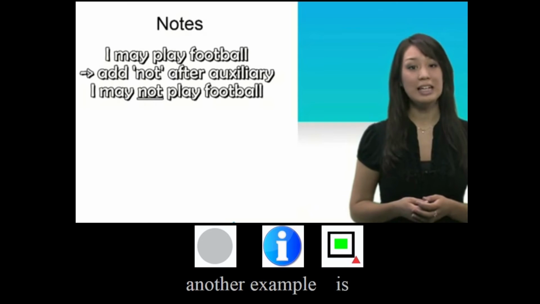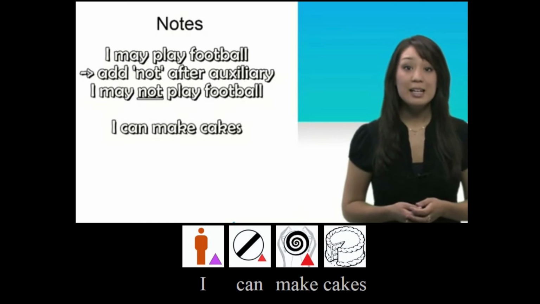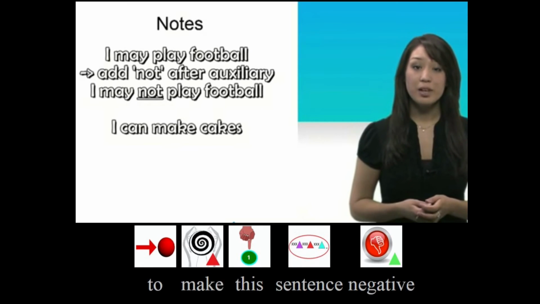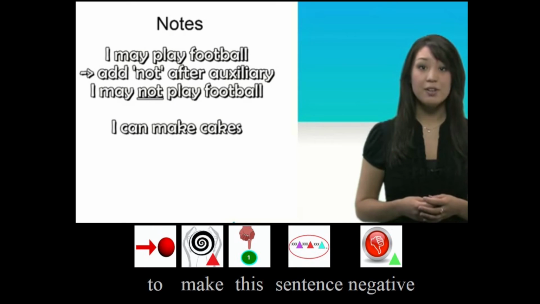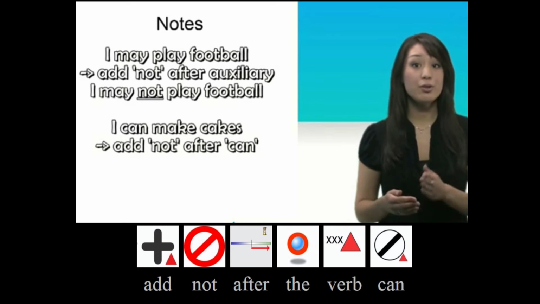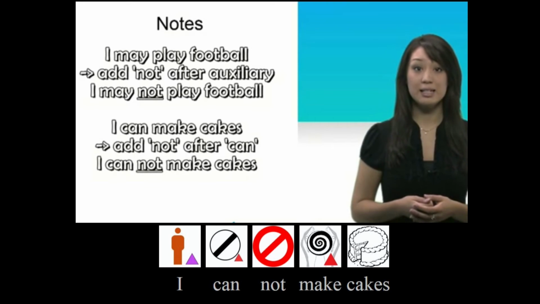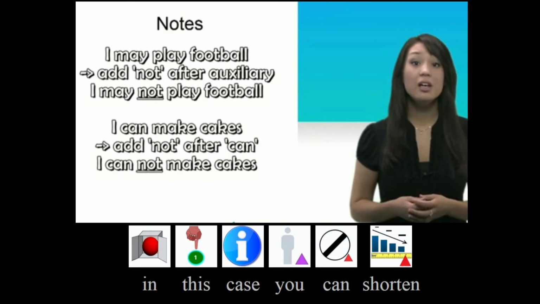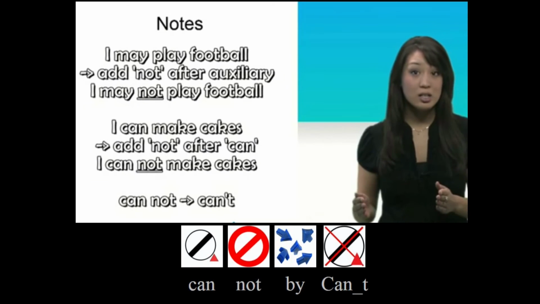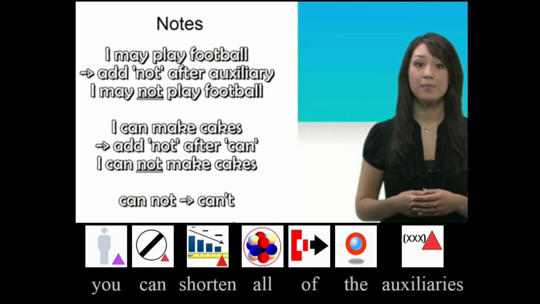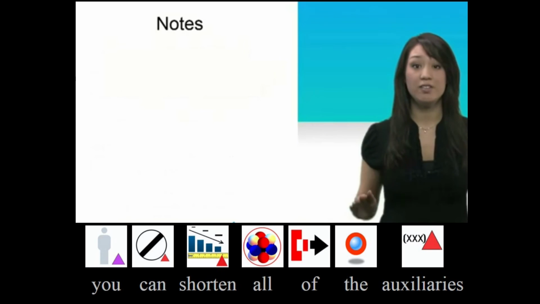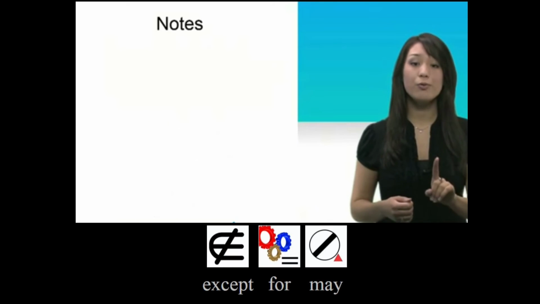Another example is, I can make cakes. To make this sentence negative, add not after the verb can. I cannot make cakes. In this case, you can shorten cannot to can't. You can shorten all of the auxiliaries except for may.